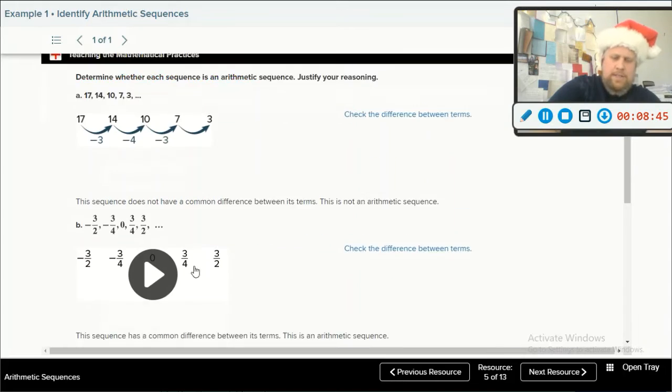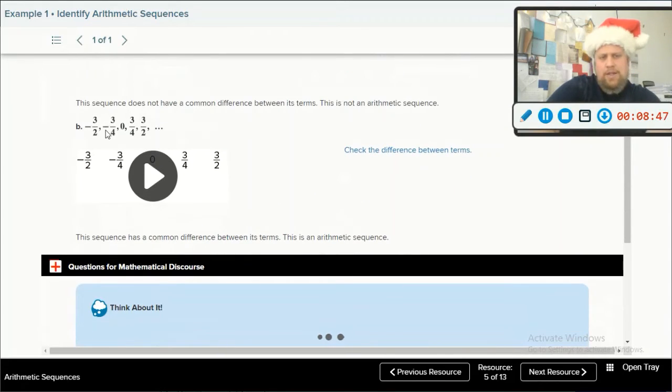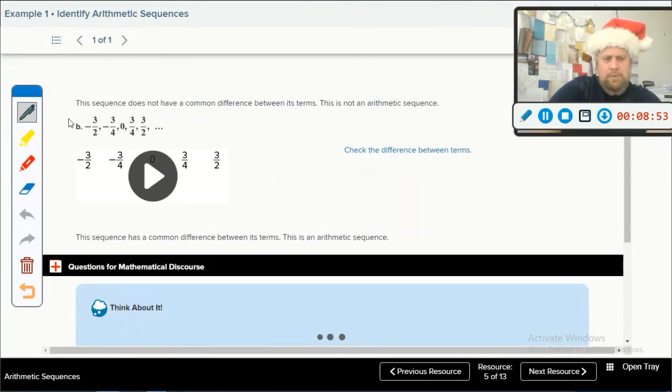Let's look at this one. This one's harder to tell, going from 3/2 to 3/4. But if we put these all in a common denominator, so I'm going to put them all as 4. So this is negative 6/4, negative 3/4, 0, 3/4, and then 3/2 is really 6/4.